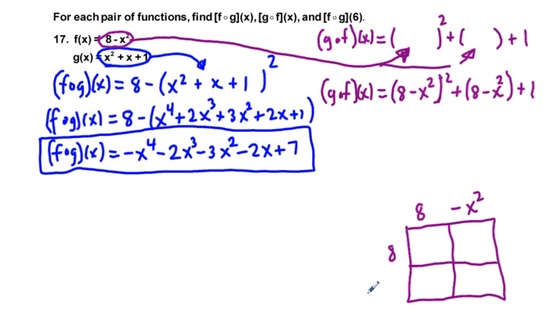8 minus x squared, and 8 times 8 is 64, 8 times negative x squared is going to be negative 8x squared. Lower left, 8 times negative x squared is negative 8x squared. And then negative x squared times negative x squared is going to be plus x to the fourth. And so we have like terms here, this negative 8x squared, negative 8x squared. Circle those.